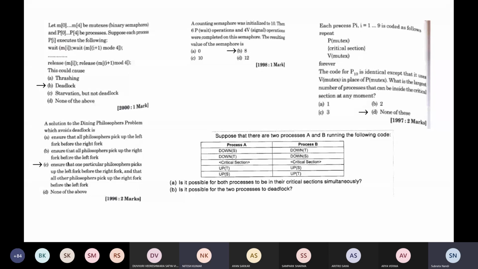A is no, because we have mutual exclusion, and for B it is true, we can have a deadlock. Okay, so that's the answer. What it says, you see, is that it uses 2 semaphores, S and T, and you see the process A.